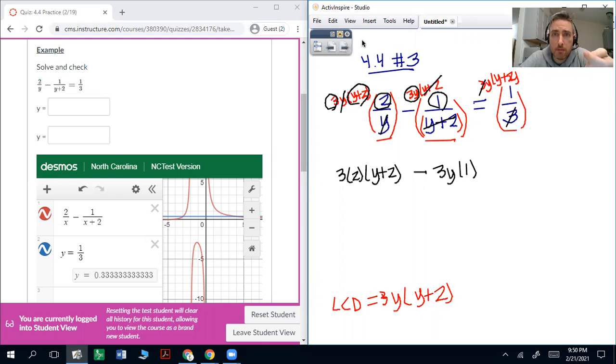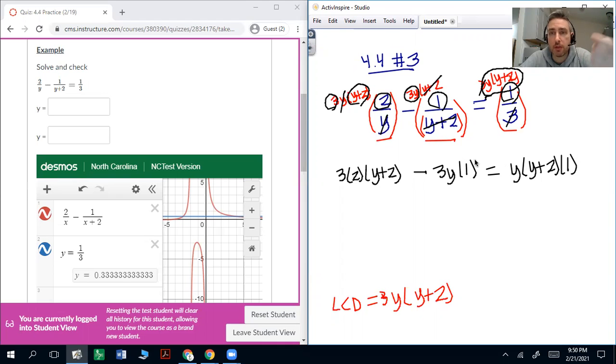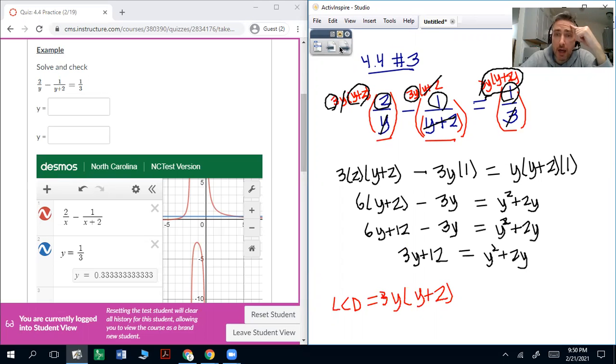minus 3y times 1 equals y times (y plus 2) times 1. So the y plus 2 and 1 are all left on the numerator. The 1 doesn't really need to be written in either of these. And then that simplifies. So that's going to be 6 times (y plus 2), which is 6y plus 12. This 3y times 1 is 3y. And ignoring the 1, that's just y squared plus 2y. And the 6y minus 3y is going to be 3y.